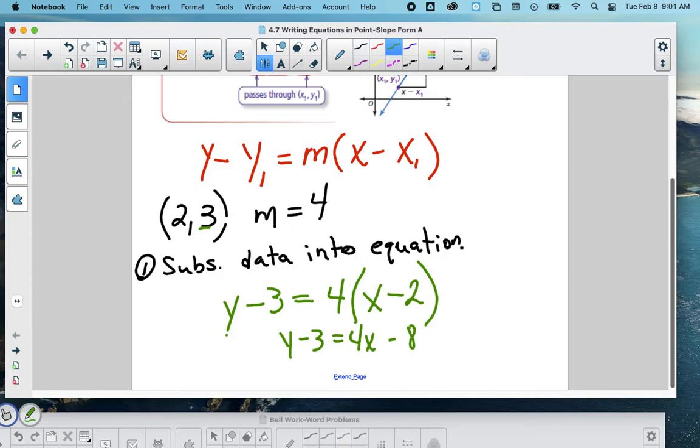Can I graph it the way it is right now? Not yet. What formula can I switch that into really easily and then be able to graph it? Yes? Y equals mx plus b. So what do I want to do then? Add 3. Add 3 to both sides. Good job. So then I end up with y equals 4x. Technically this is negative 8. Do we agree? So what is negative 8 plus 3? Negative 5.